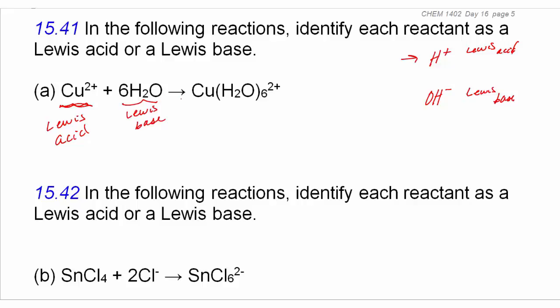Okay. Try the same thing on the next one. See if you can figure it out. Which one is the Lewis acid? Which reactant is the Lewis base? Chloride has a negative charge. That has to be my Lewis base, right? It's acting like hydroxide. So that means tin chloride has to be my Lewis acid. And that's it.